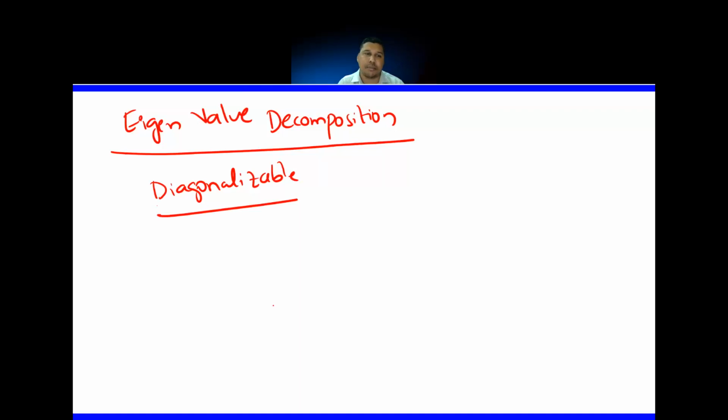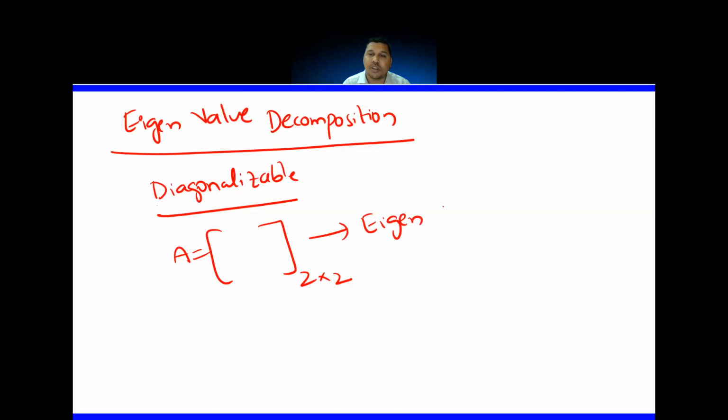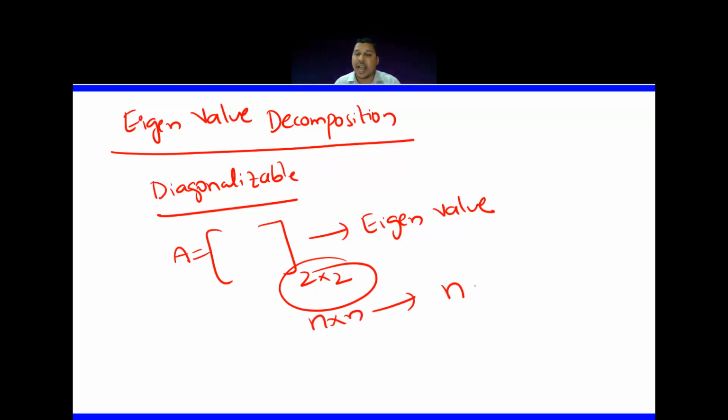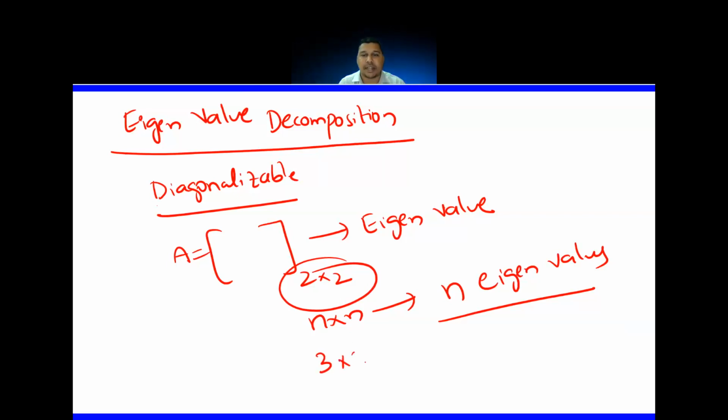When can you say a matrix is diagonalizable? For this example, you have given a matrix. If you have a 2 cross 2 matrix, you have to find out the eigenvalues. If the size of the matrix is 2 cross 2 or n cross n, then I should have n eigenvalues. Only then we say that the particular matrix is diagonalizable. For example, suppose you have a 3 by 3 matrix and you get only 2 eigenvalues. Such matrices are not diagonalizable.